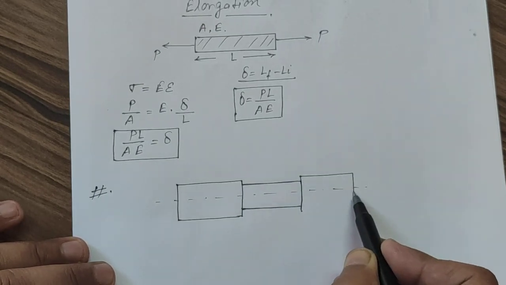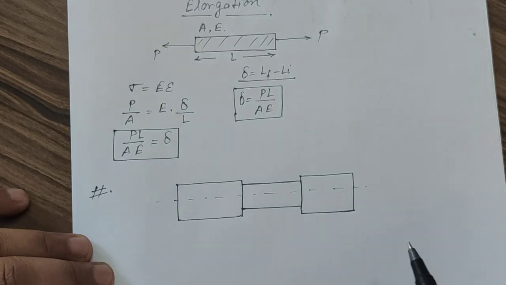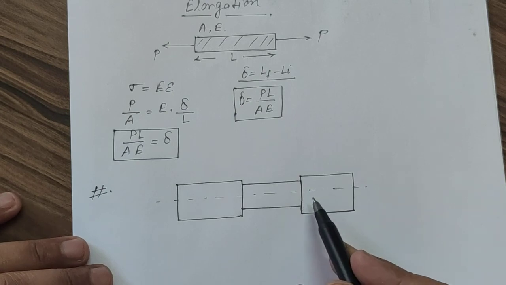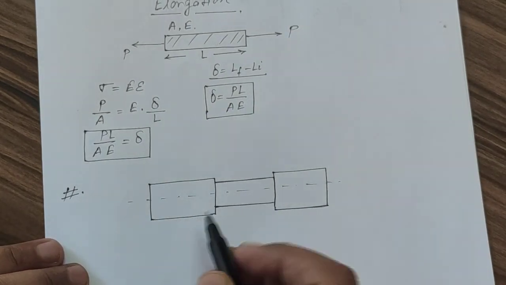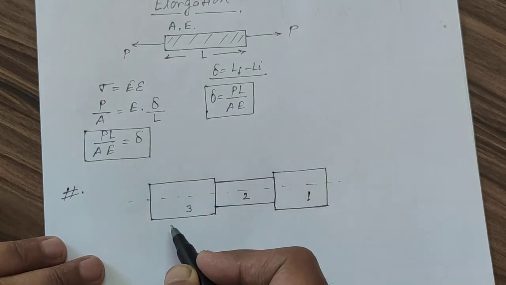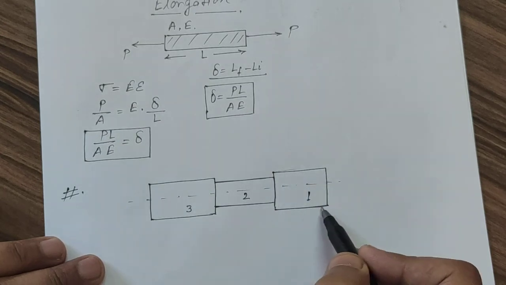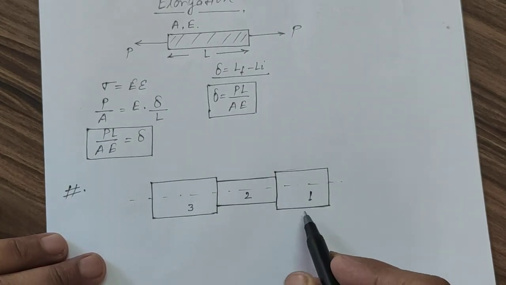Let's say this is our compound bar. Why is this a compound bar? Because the cross sectional area is increasing and decreasing. Let's say this is member 1, this is member 2, and this is member 3. The cross sectional area for member 1 is different, so here I am writing the given quantities.